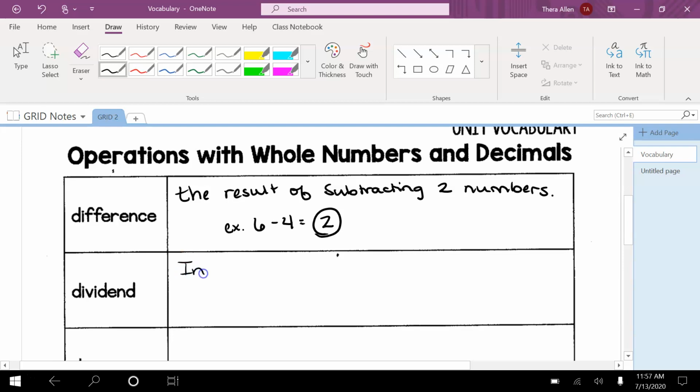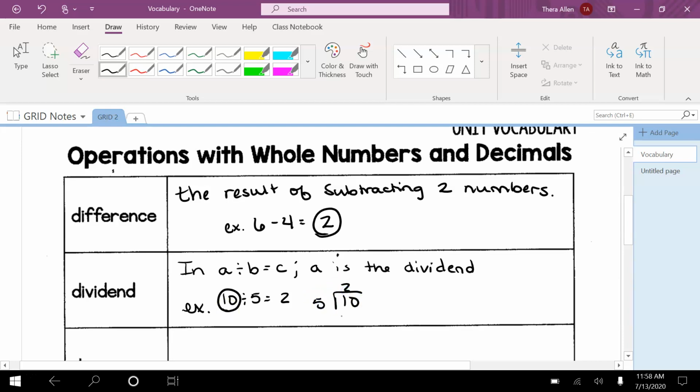Next, a dividend. In the problem, A divided by B equals C, A is the dividend. For example, we could say 10 divided by 5 equals 2. 10 is the dividend. If we said it this way, 10 divided by 5 equals 2, the number under here is the dividend.